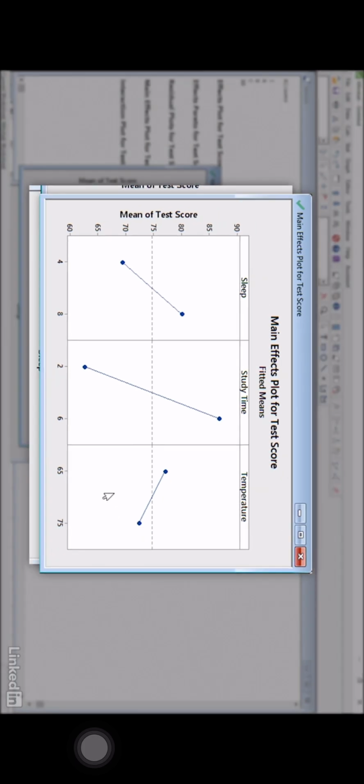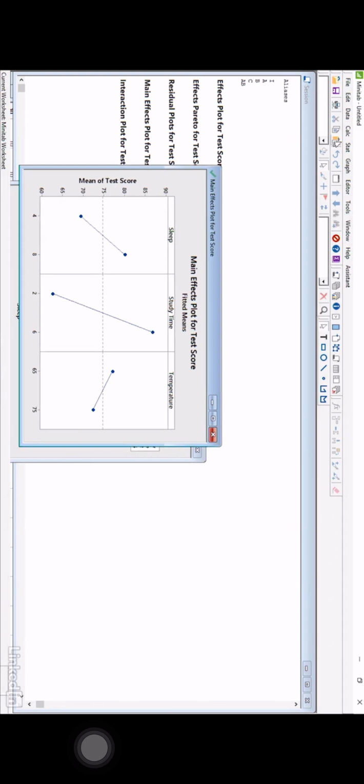Finally, let's look at the cube plot. To do that, go to Stat, DOE, Factorial, and select Cube Plot. Here, we want to look at the fitted means, which is the values based on the y equation, y equals f of x. Here we have the results.